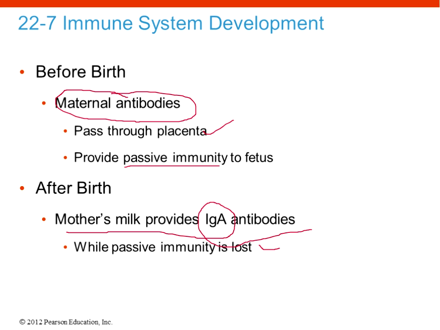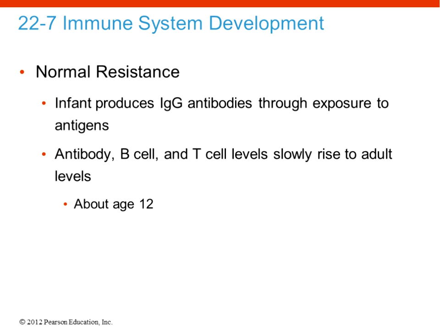If breastfeeding, that's one of the arguments that people who are big proponents of breast milk make: mothers naturally produce IgA antibodies, and those can be passed along to the newborn, since the newborn is losing that passive immunity because the placenta is no longer there. So that's important with immune system development.